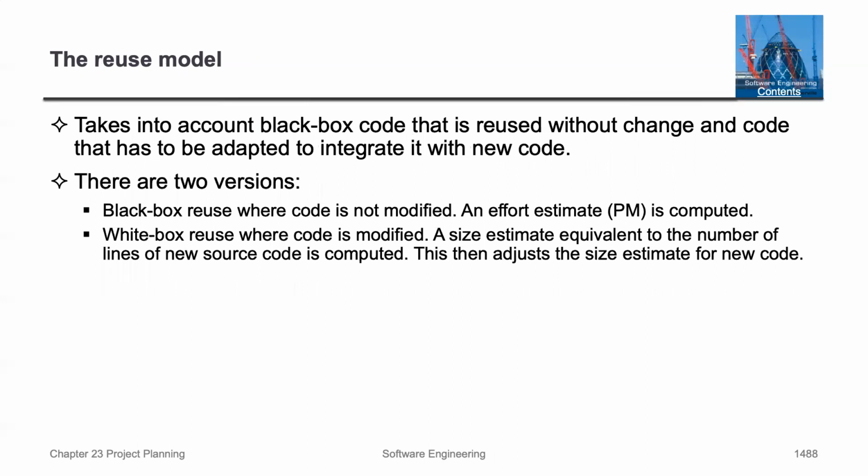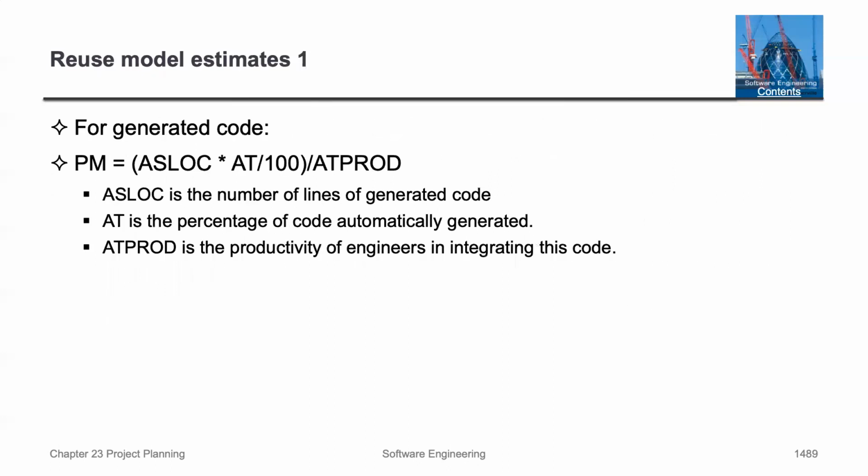For the reuse model, this takes into account black box code that is reused without change. And there are two versions: black box reuse, where code is not modified, and white box reuse, where the code is modified to a limited amount. For the reuse cost model estimates, here is an equation for generated code. And so you can have that as a reference that you can be aware of. And we're using these acronyms that we defined before.